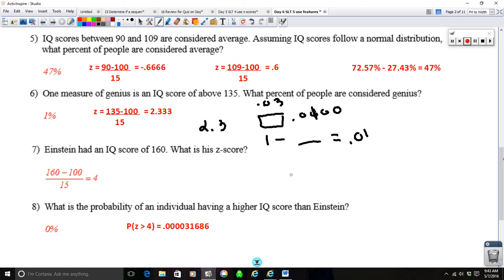You calculate the z-score for number 7, and number 8, IQ score higher than Einstein, is a very small probability. So again, this is in the calculator normal CDF of 4, 1 e to the 99th power, 0 and 1, and it is approximately 0. It's this very small number. You're going to see like 3.168 e to the negative 5 power. And that essentially means 0.